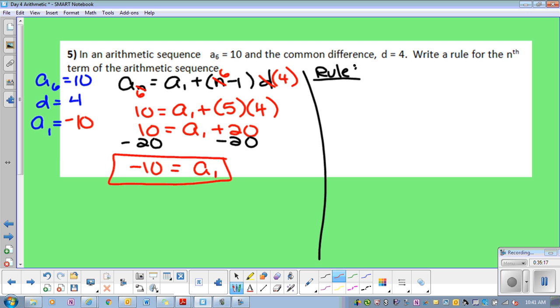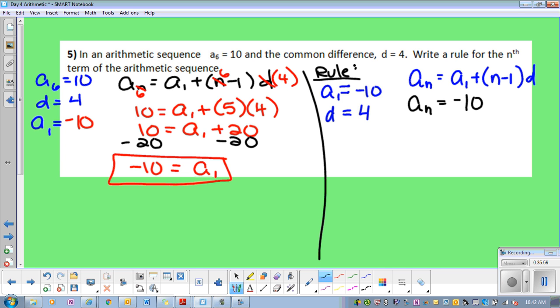So now that you know a sub 1 and now you know d, you can find the explicit rule. So a sub 1 equals negative 10. I just plug it into a sub n equals a sub 1 plus n minus 1 times d. A sub n equals negative 10 plus n minus 1 times 4. Tom, write this down.